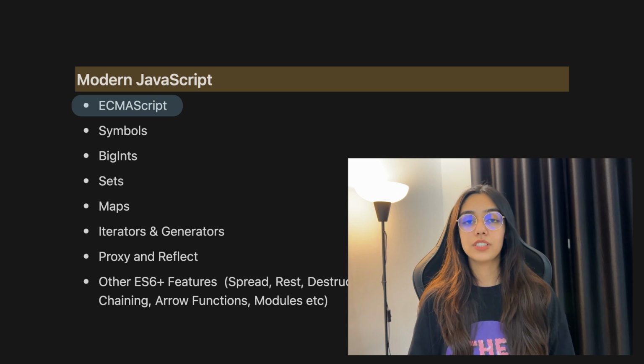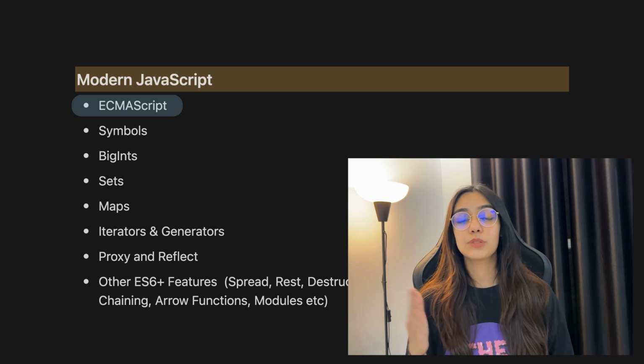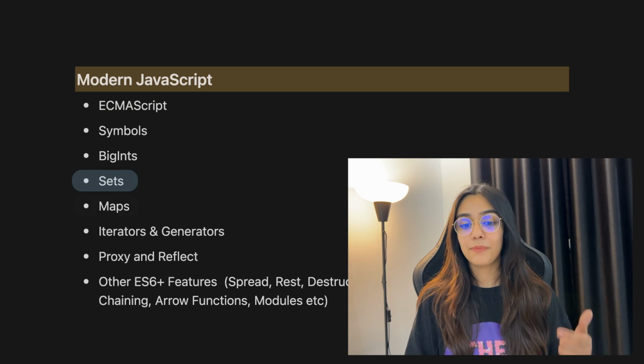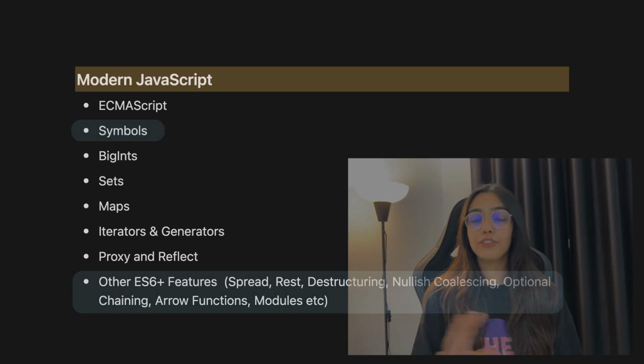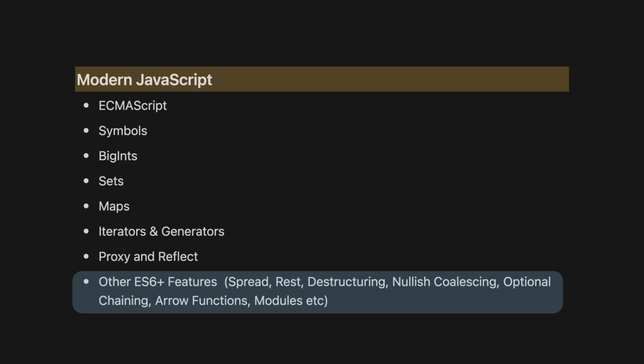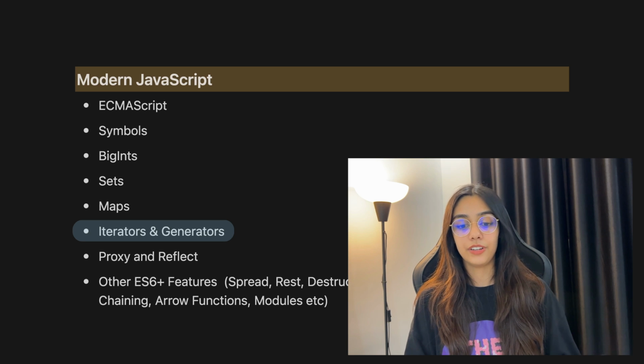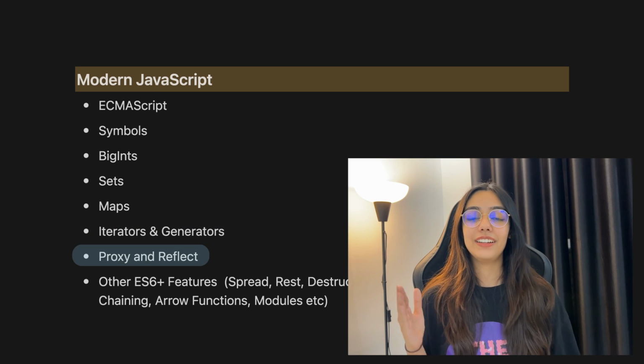When we say modern JavaScript, this refers to ES6 plus versions of JavaScript. So these include data structures like sets, maps, BigInts, symbols, and a few other JavaScript features that are used in daily programming in the professional world as well, like spread and the rest operator, destructuring, nullish coalescing operator, optional chaining, arrow functions, modules, etc. Then talking about a few advanced modern JavaScript features, we have iterators, generators, proxy, and reflect.